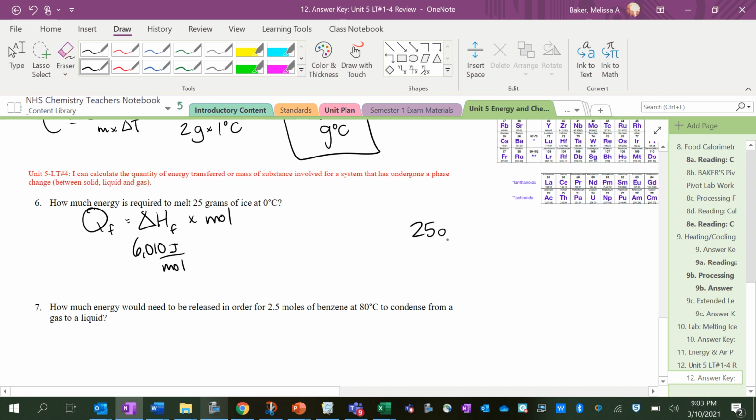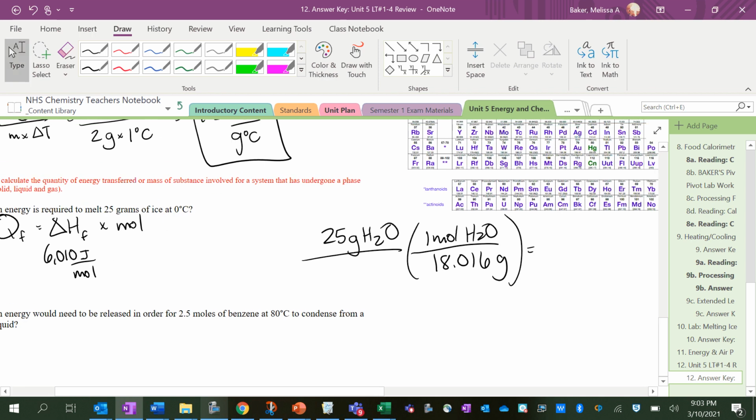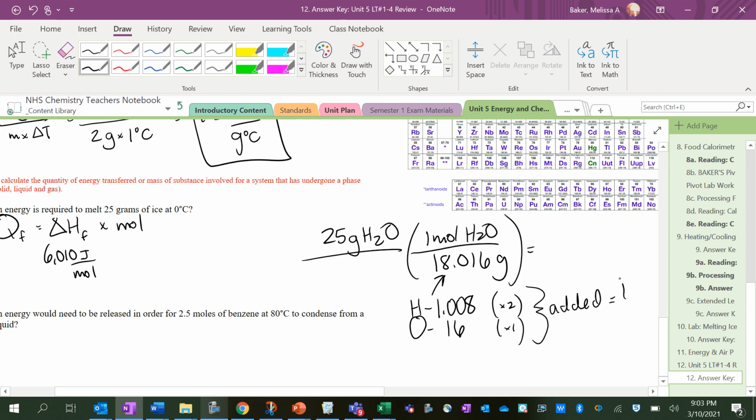And we're melting 25 grams of H2O. So we have to get this into moles. So we've got to divide by the molar mass. Where did I get this number? I looked at the periodic table, and water is H2O. So I did H's molar mass and then times 2, and then oxygen's molar mass, and there's just 1, and I added that together. Then now we multiply across the top and divide by the bottom to convert this into moles.